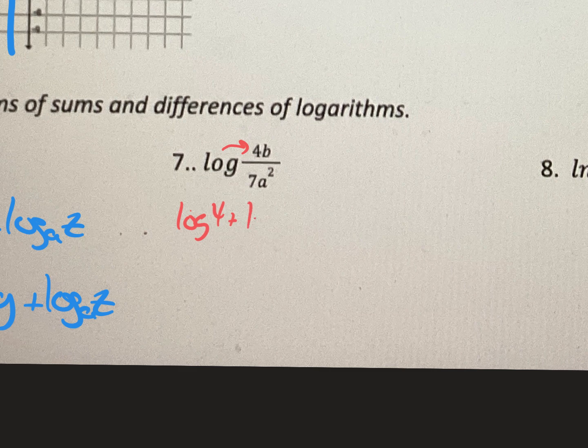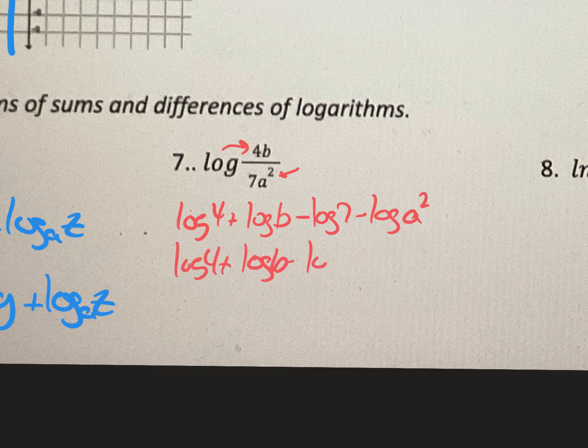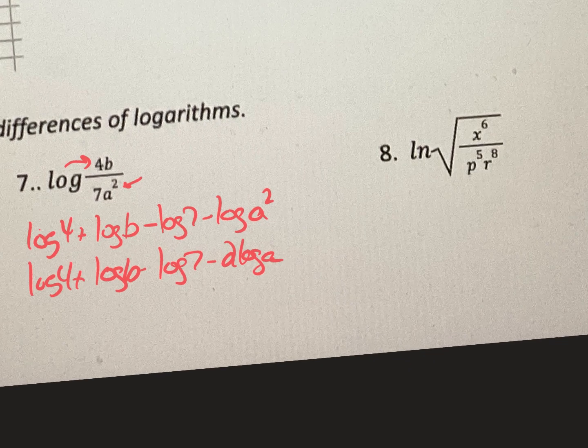So adding the b, also log b. Then anything on your denominator is going to have subtraction. So it's going to be minus log 7 minus log a squared. Then the last step, you just need to take that exponent to the front. I probably could have done that in one step if I had been a little smarter. That 2 needs to go in front of that log a. And there you have it.